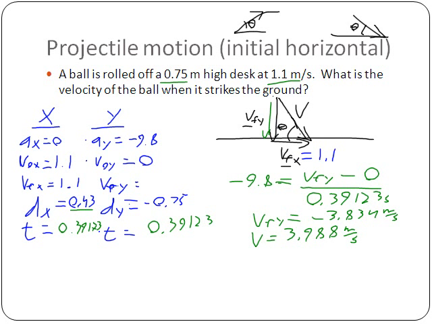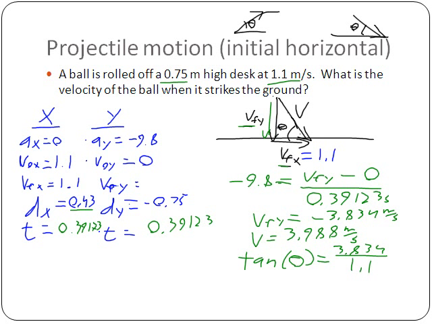Well, for this impact angle, we know the opposite, that's Vfy. We have the adjacent, that's Vfx. If you have opposite and adjacent, that's tangent. So tangent of theta is going to be equal to opposite, Vfy, 3.834, over Vfx, which is 1.1.